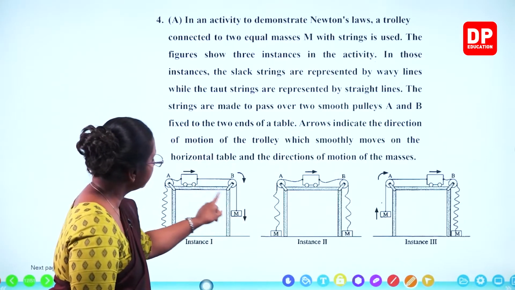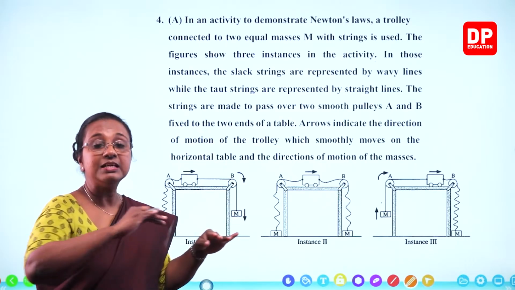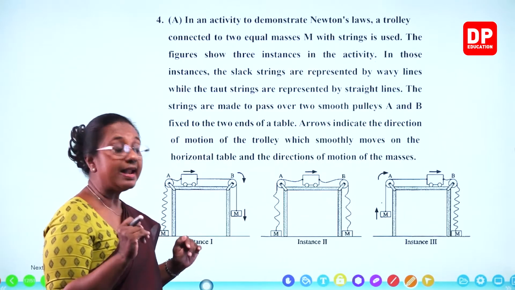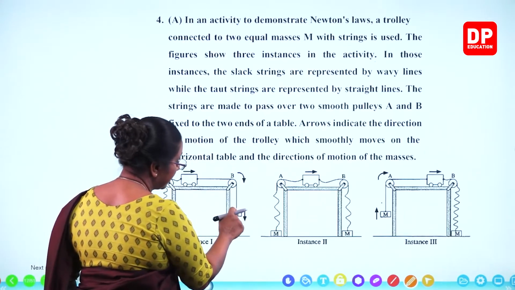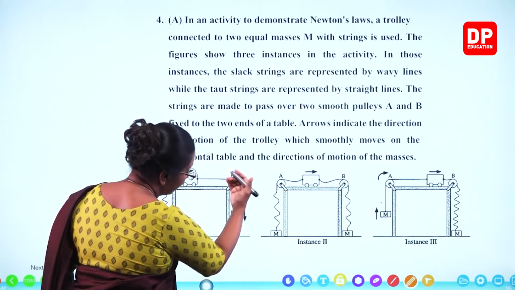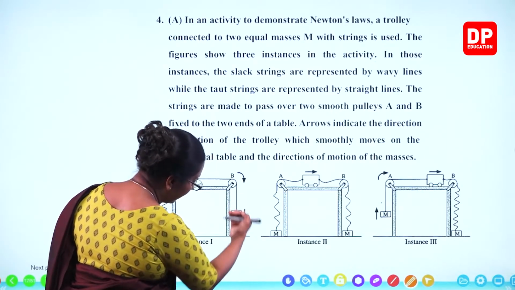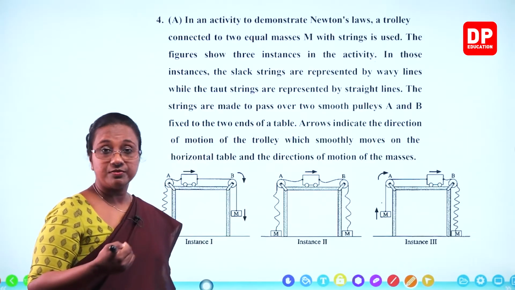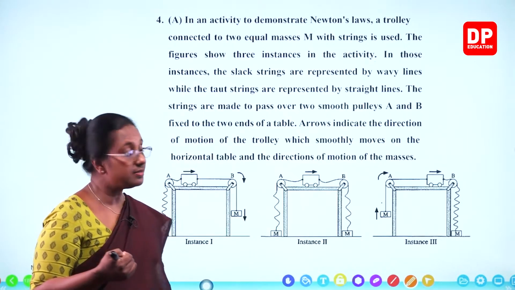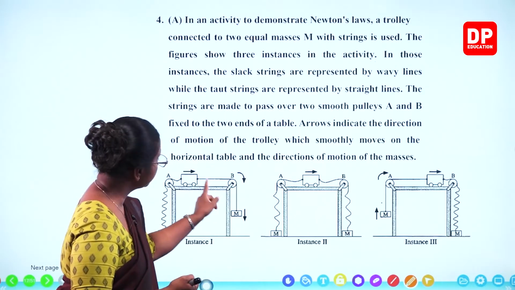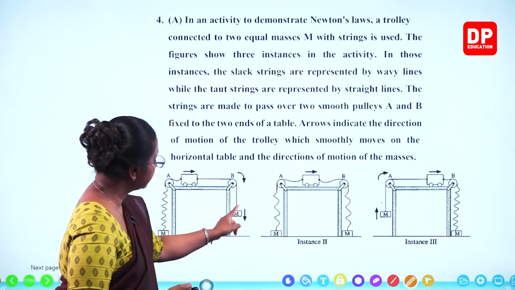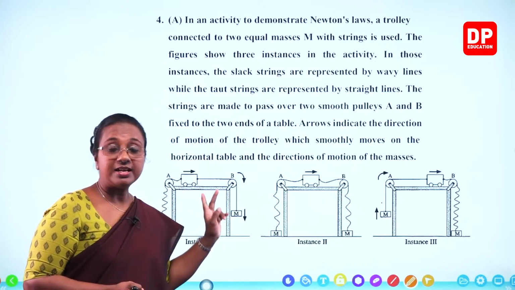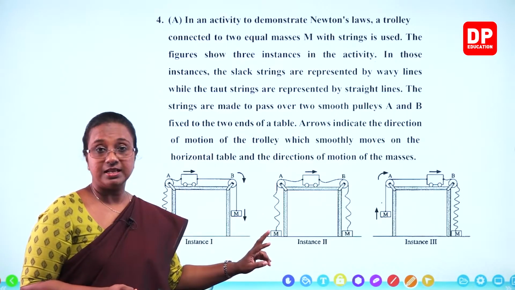Now this one is a taut string. Taut means the stiff string, so there is a tension. You can see here the mass is hanging, so the weight of this object will be downwards. So there is a force being exerted downwards. Because of that, there is a force, that is the tension, exerted on this string and on the trolley. So that is how they have represented it.